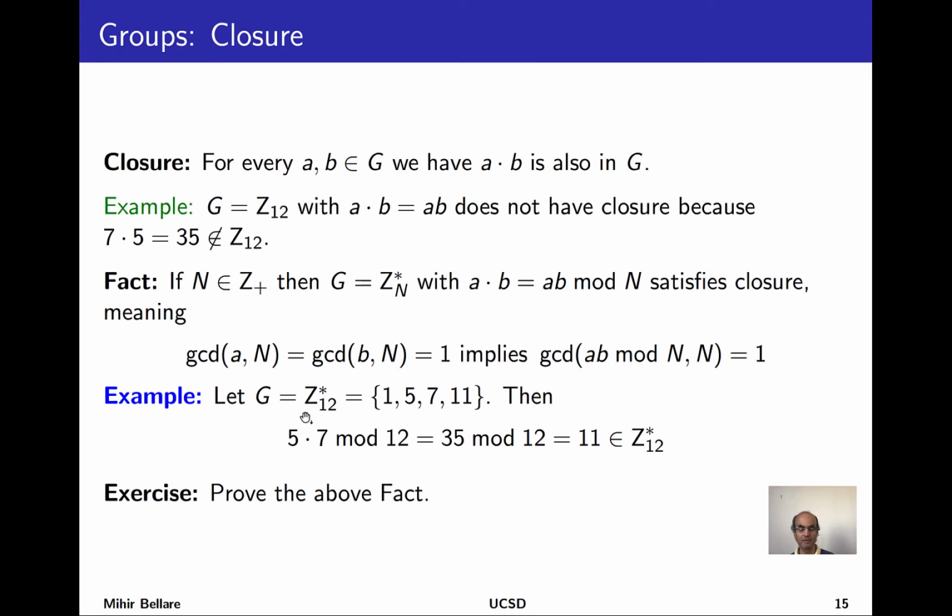As an example, you can check in Z star 12, if you take any two numbers in there, like 5 and 7, and multiply them, you get 35, but we have to reduce mod 12, that leaves 11. But 11 is back in this set. In other words, what closure is saying is, if I take 2 points in this set and multiply them mod 12, I will never, for example, get an answer of 8.